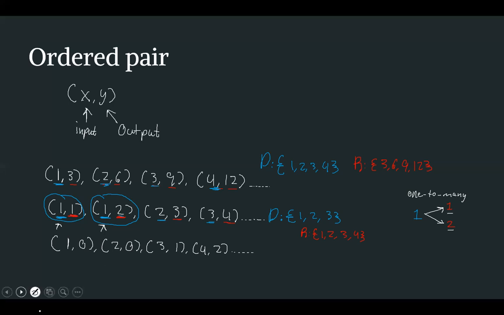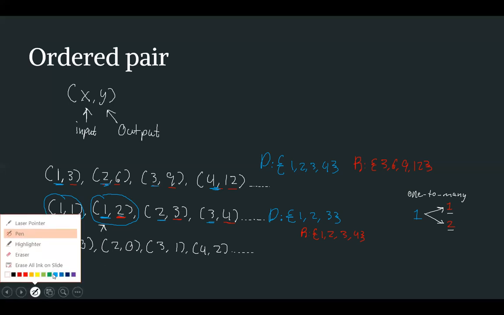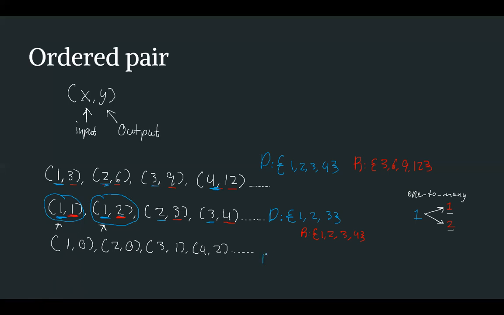How about the last one? What did you notice here? Let's find the domain of this relation, a set of ordered pairs. For the domain here, this is 1, 2, 3, and 4. These numbers are completely unique.